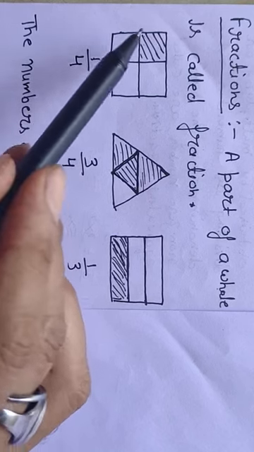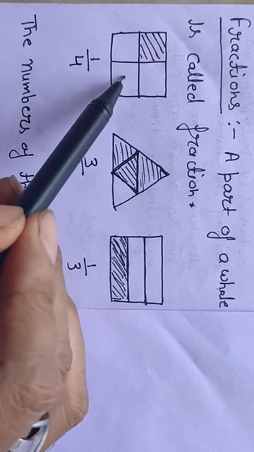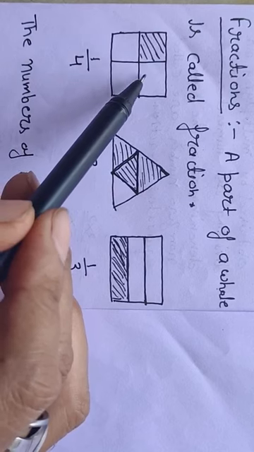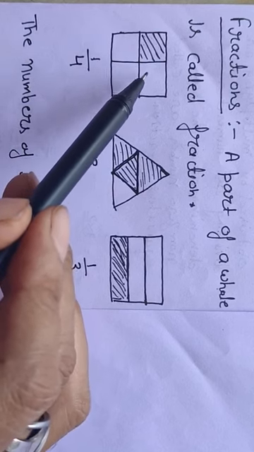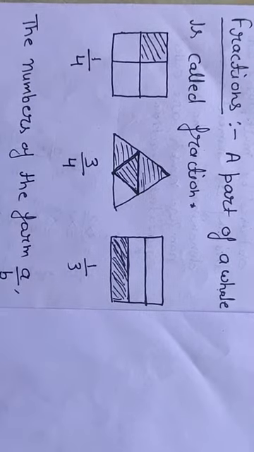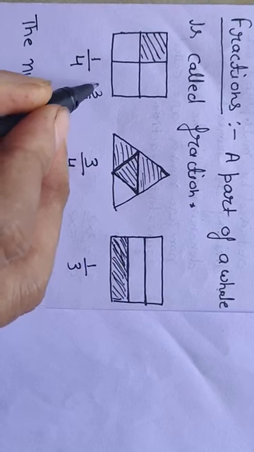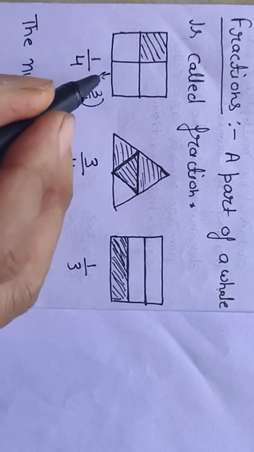In another question, what is the fraction of unshaded portion in this figure? So out of 4, 1, 2, 3 parts are unshaded. The fraction of unshaded portion will be 3 by 4 in this figure.